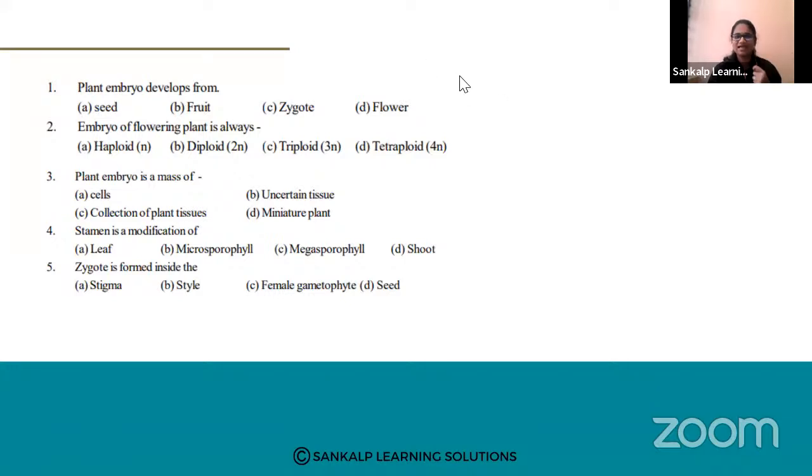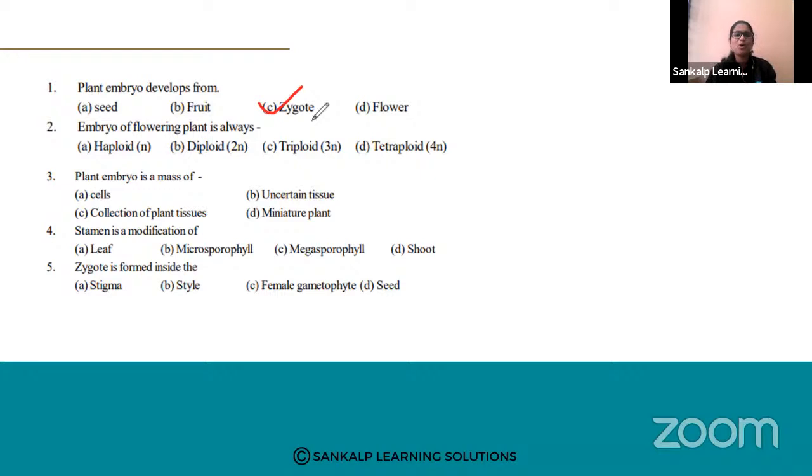That is seed, they are saying. So after the embryo development, then we will get the seed, guys. So who all answered for option C, that is zygote, they are right. So option C is the right answer. First answer is option C. Good. Next question goes like this.